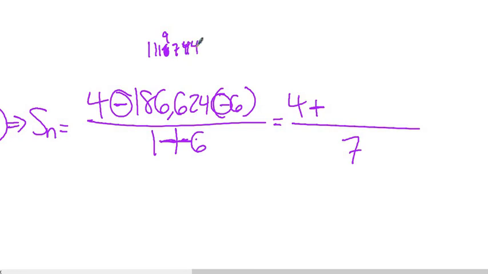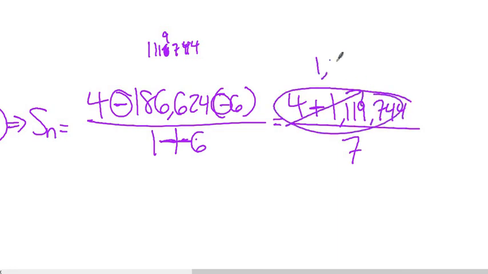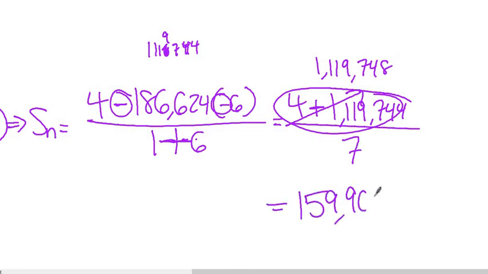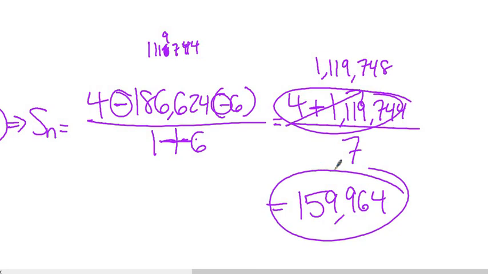Is this right? I'm going to double check again with the calculator. So 6 times 186,624, and that does give us 1,119,744. When you add these together, you get 1,119,748. And when you divide that by 7, you come out with a nice even 159,000. I shouldn't say nice even. That's still a pretty large number, but you get that number, 159,964.